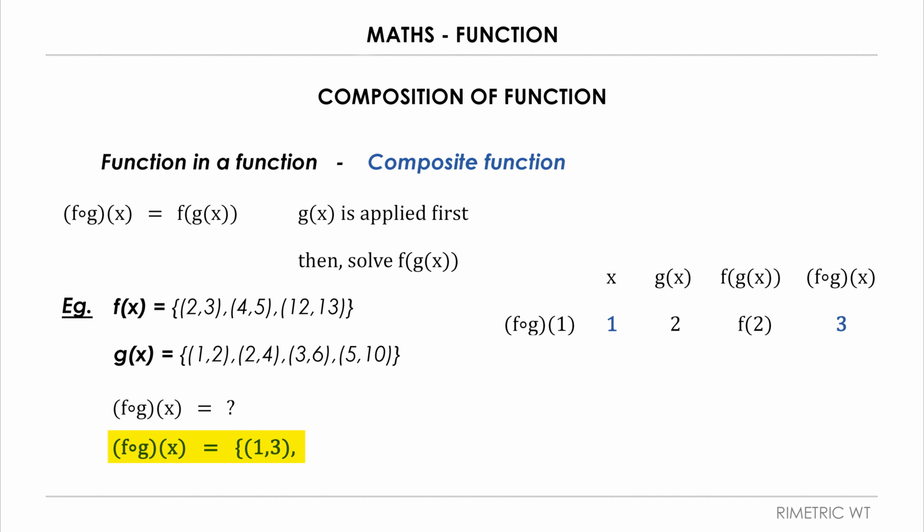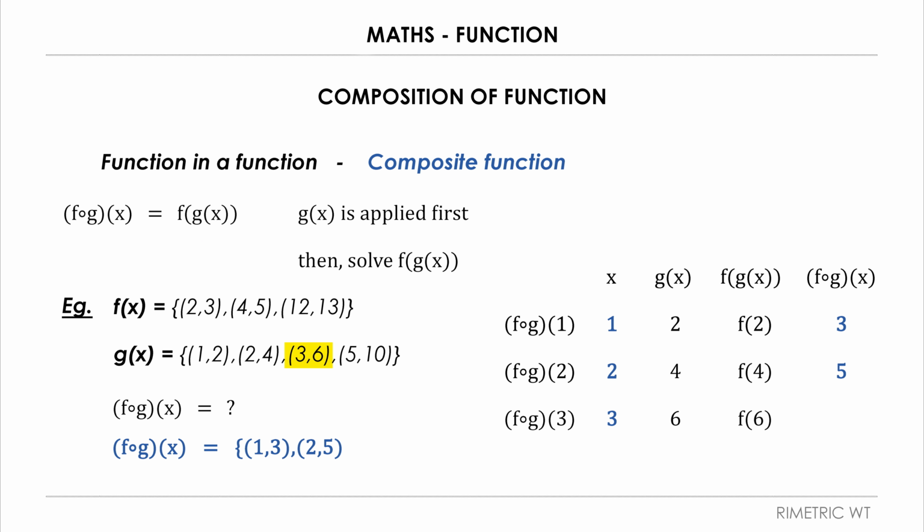Now, let's move to the next input, which is 2. F composed with g of 2 is equal to f of 4, since g of 2 is 4, and f of 4 is 5, which is f of g of 2. Therefore, the ordered pair 2, 5 is included in f composed with g. Next, let's find f of g of 3. F of g of 3 is f of 6, since g of 3 is 6. However, f of 6 is not defined in the given set representing f here. Therefore, we say f of g of 3 is undefined.